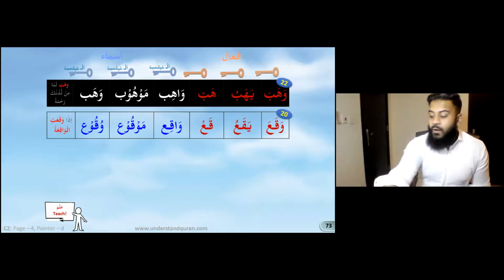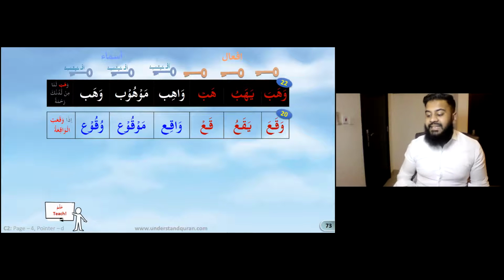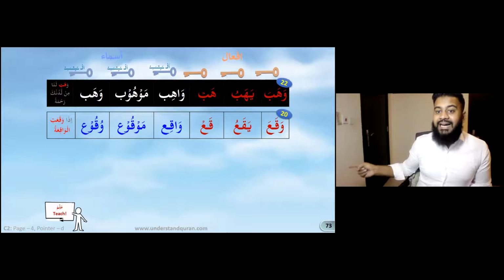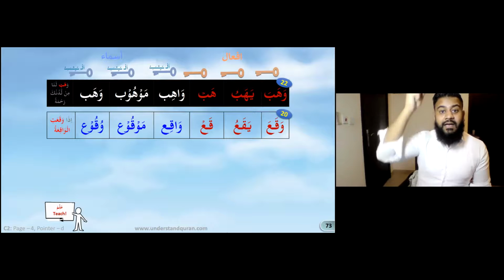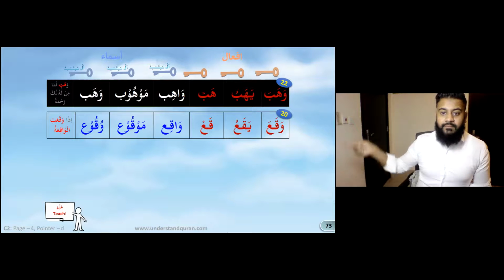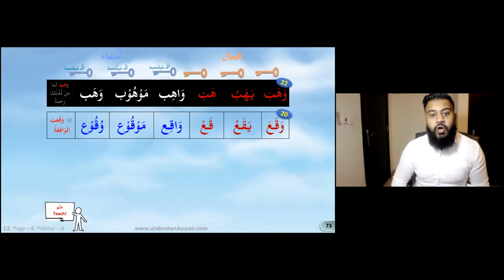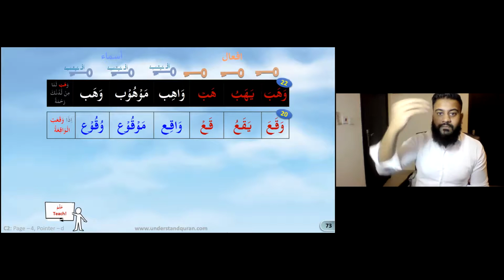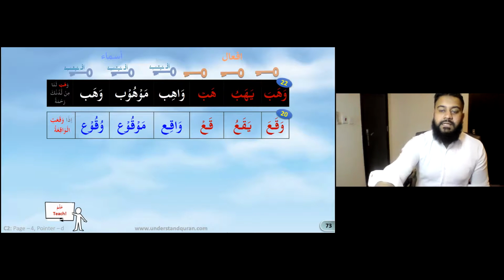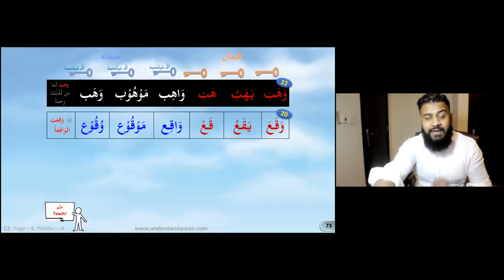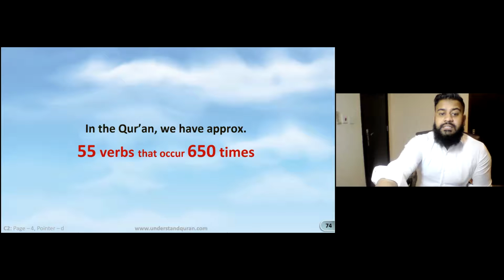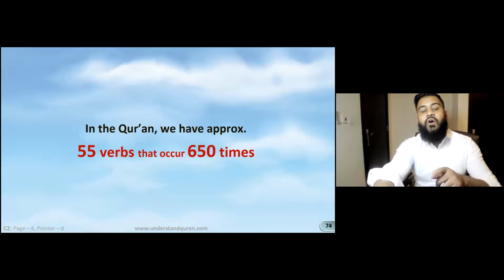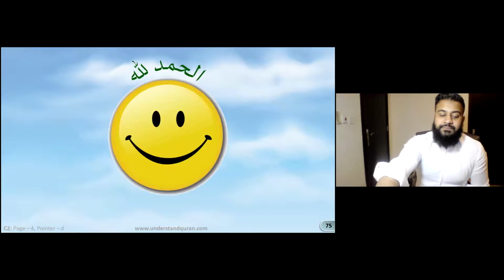Jazakallah. And now we have Waqa'a. Remember, Waqa'a means it or he occurred. Iza waqa'atil waqi'ah, when the inevitable occurred. So we have Waqa'a, Yaqa'u, and Qa'. وقع يقع قع. The nouns are Waqi', Mawqi', and Wuqu'. واقع موقع وقوع. Jazakallah. Alhamdulillah, that's it. We only have one example here for the Wahaba form. And in the Quran, there are approximately 55 verbs that occur 650 times, following this pattern here. Alhamdulillah.